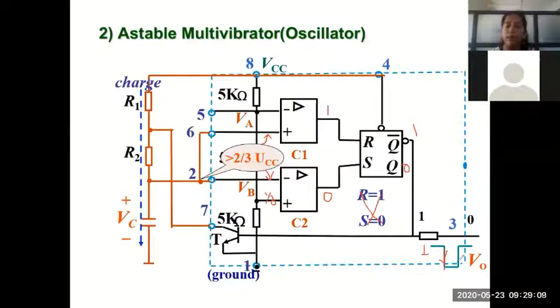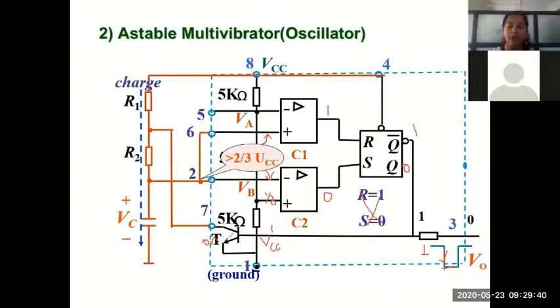Now, the final output is in 0 state and how long will it remain here? So if final output is 0 and Q bar is 1, what happens to this transistor T? The discharge transistor's base gets logic 1. Logic 1 means, I told you, it is a positive voltage nearing VCC. So the base of this transistor is at a voltage nearing VCC. Hence this transistor is on.